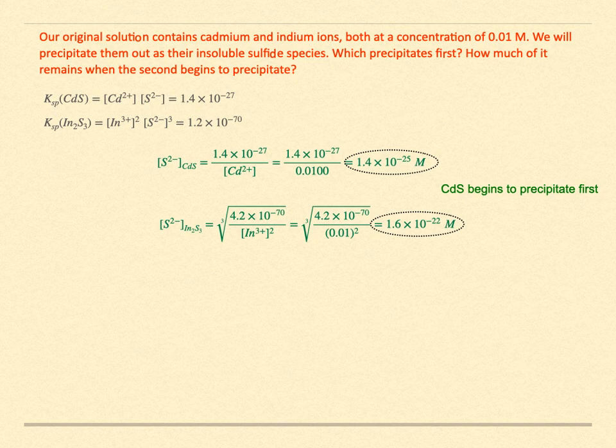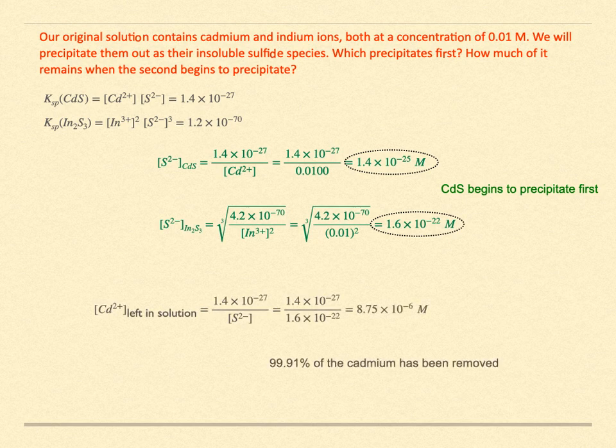How much cadmium is left when the indium starts to come out of solution? Divide by the sulfide concentration when the indium just begins to leave solution. There's 8.75 × 10^-6 moles left. That means we've removed 99.91% of the cadmium. Again, a very good separation technique.